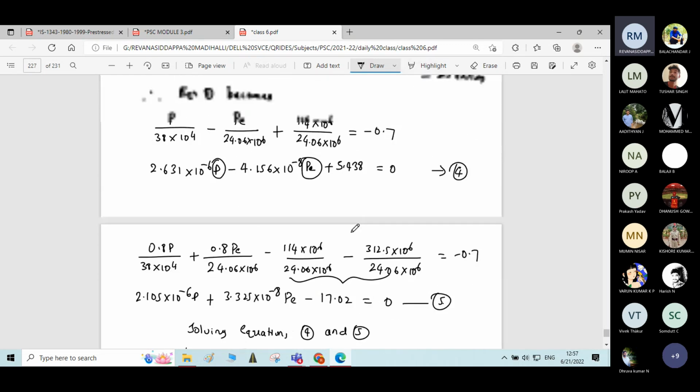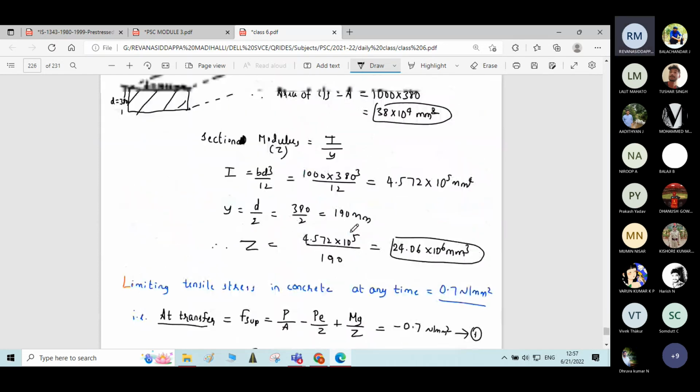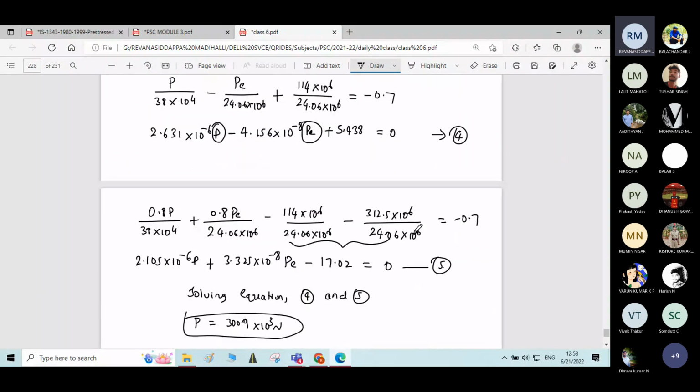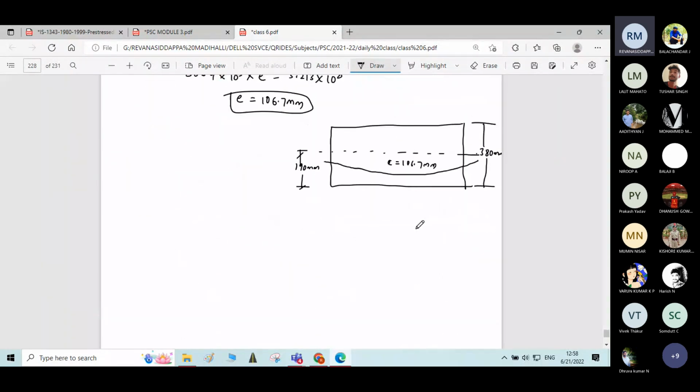Okay, you just look into the question. What is the question here? Calculate the maximum horizontal spacing of the cables, that is one aspect, and the distance from the soffit of the slab at midspan. Okay, we need this value, distance of cable from soffit of the span. This distance we need. So this distance will be how much?